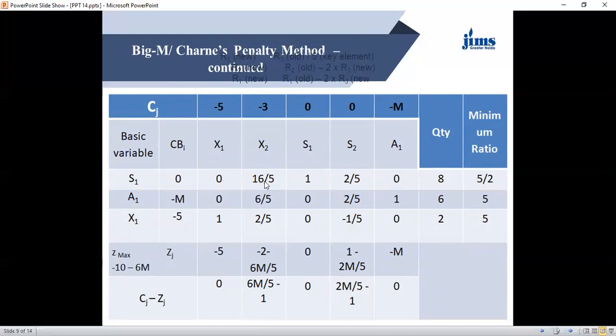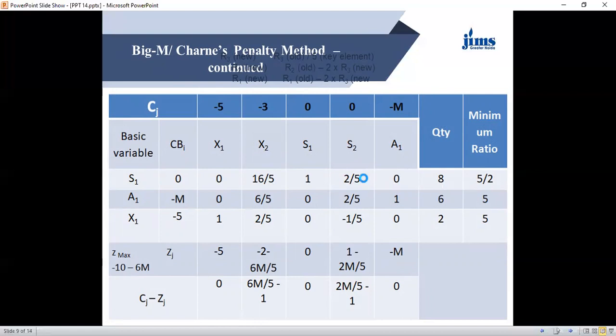So 0, 16 by 5 equal to 1, 1 by 16 by 5 will be 5 by 16, 2 by 5 into 5 by 16 means 2 by 1 by 8, 0. This will be 8 into 5 by 6, divided by 16 by 5 means 8 into 5 by 16. This equals 5 by 2.